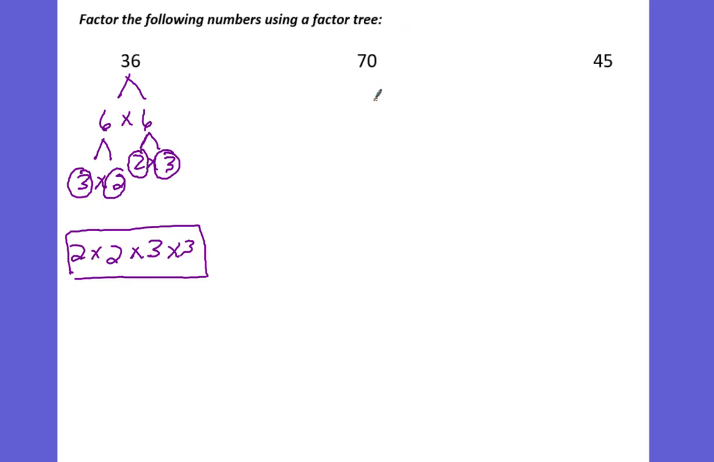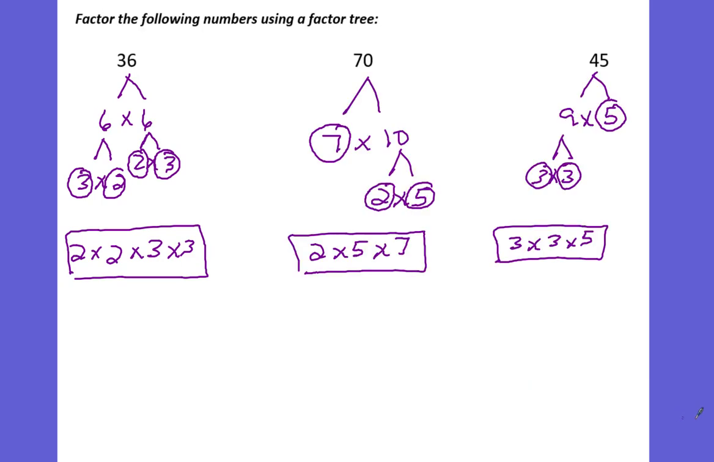So go ahead and pause the video, and in your notes use a factor tree and find the prime factorization for 70 and 45. When you found them, come back and check your work. Okay, how'd you do? The prime factorization for 70 in least to greatest order would be 2 times 5 times 7. And the prime factorization for 45 would be 3 times 3 times 5. If you did not get the same answers I did, please go back and check your work.